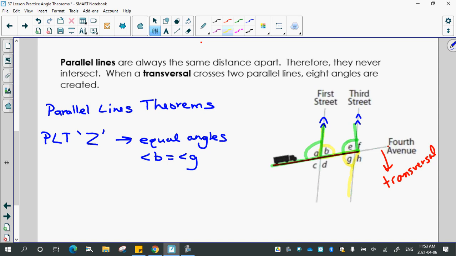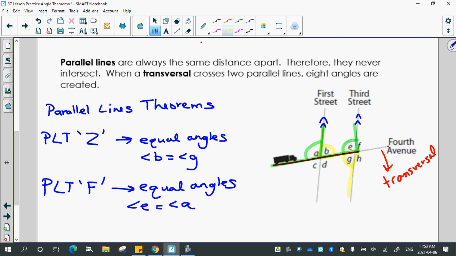So PLTF also creates equal angles. And the way we've got it drawn, an example would be, there's other ones, but angle E equals angle A. That's because the underarms of the F are equal. So my thinking is underarms are equal. And remember, this is only if you have parallel lines. Only for parallel lines. Okay?